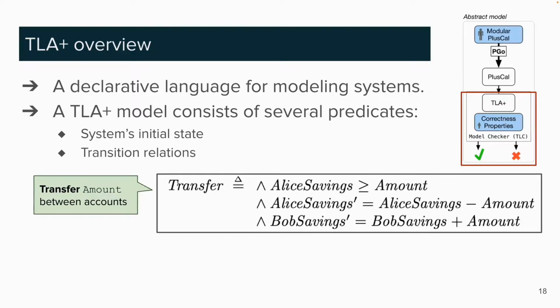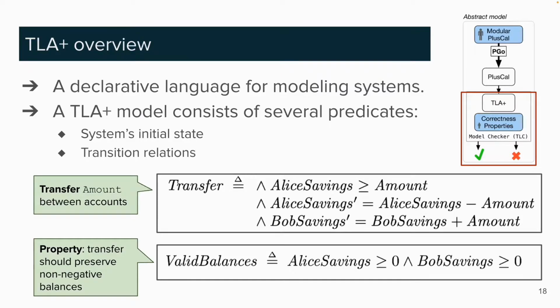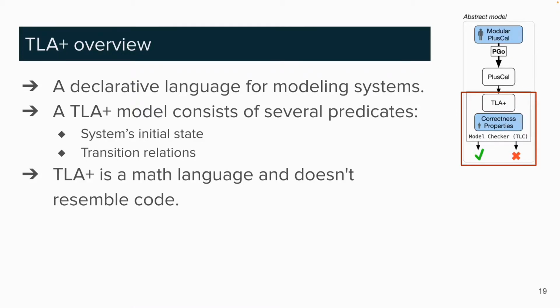Also in TLA Plus, we can define the required properties. For example, here the property that we want is that the balances must always be non-negative. And finally, the model checker validates this property or produces a counterexample. So we can see that the TLA Plus language is actually kind of a math language, and it's so different from a typical programming language.